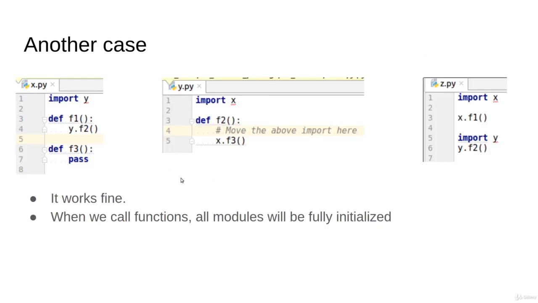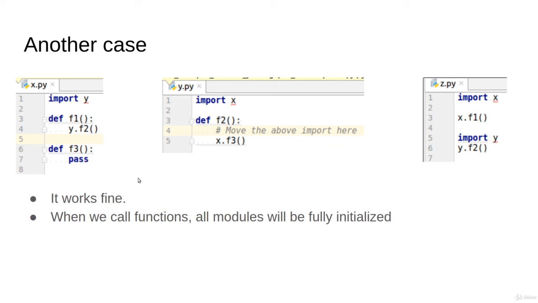Here is another case. We have a file X, and we have a file Y, and we have file Z. Observe here. Y just has some importing and some functions. X has some importing and some functions. We are at Z. Z imports X. X goes to Y. Y goes to X. It returns directly because X is already in processing. It adds F2. Then we go back to X. It adds F1 and F3.